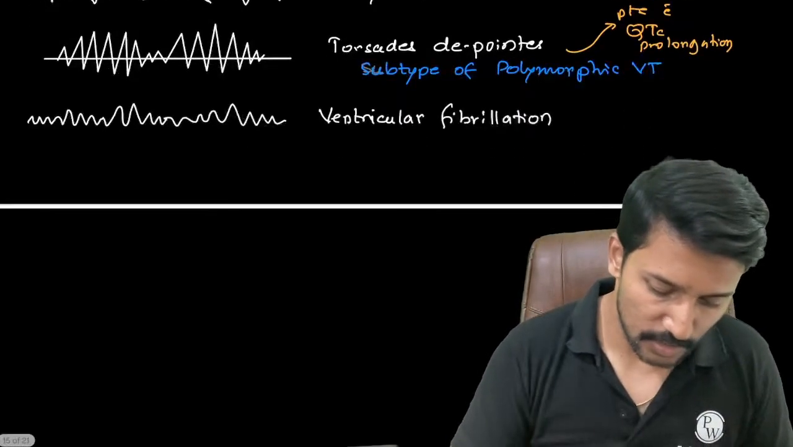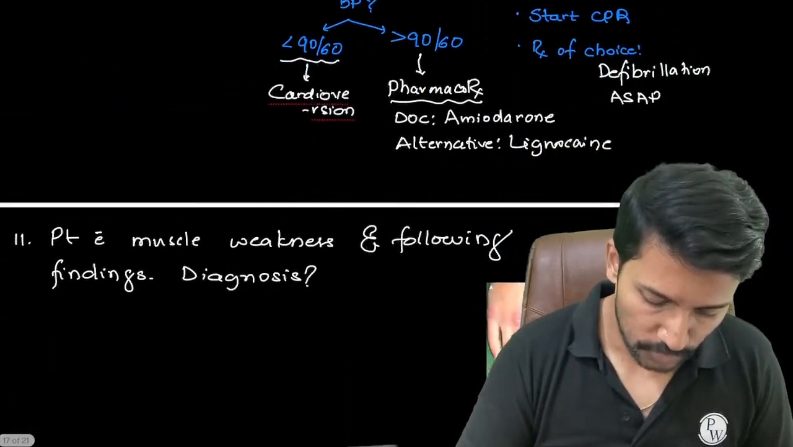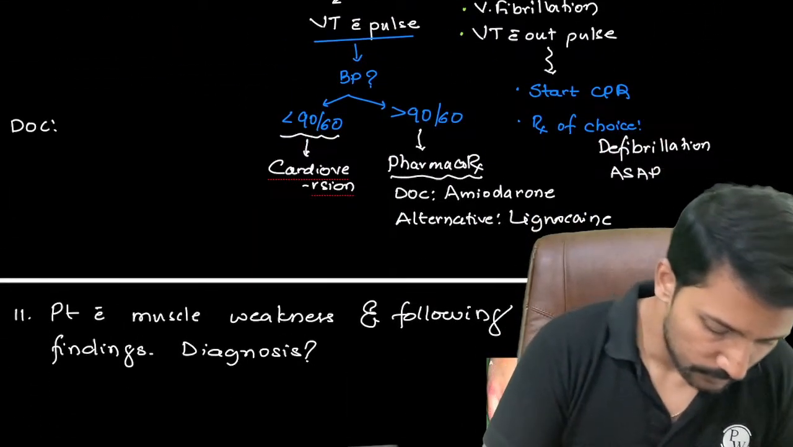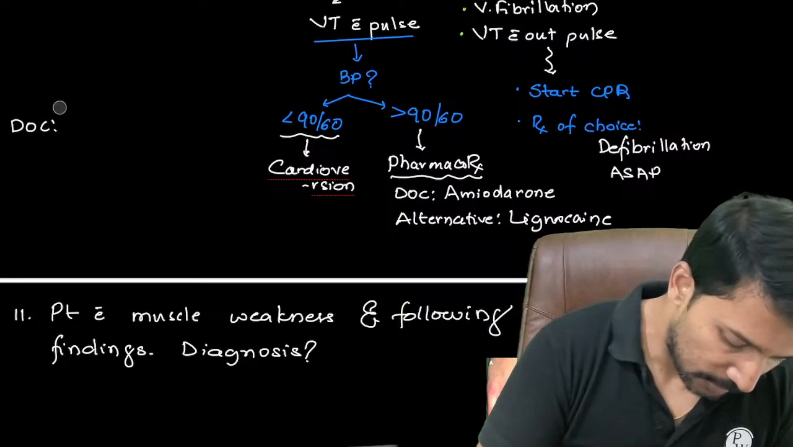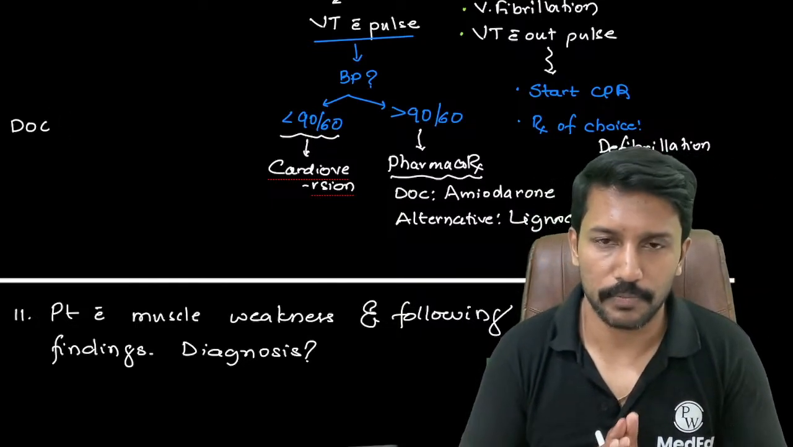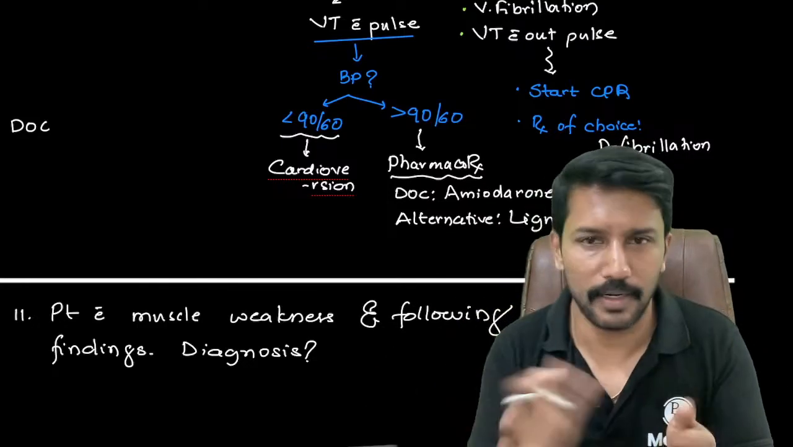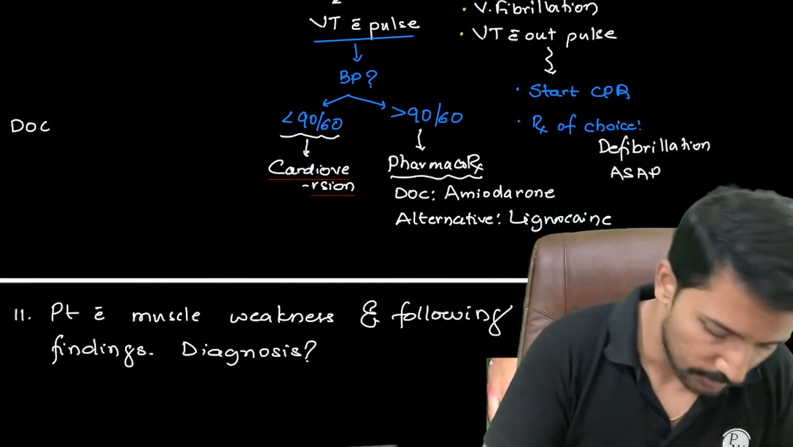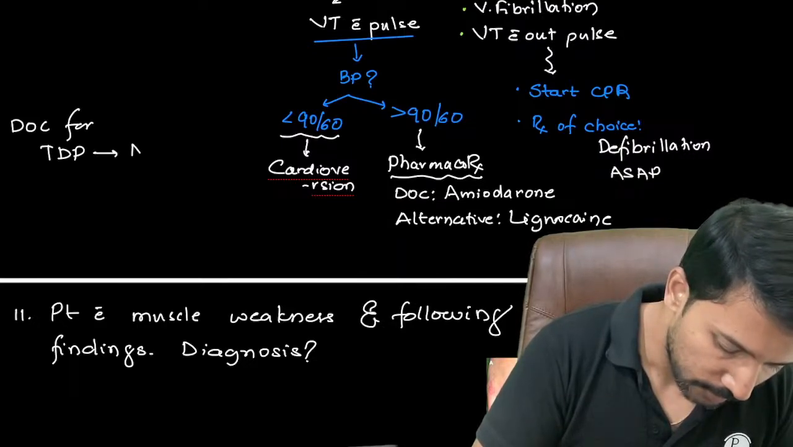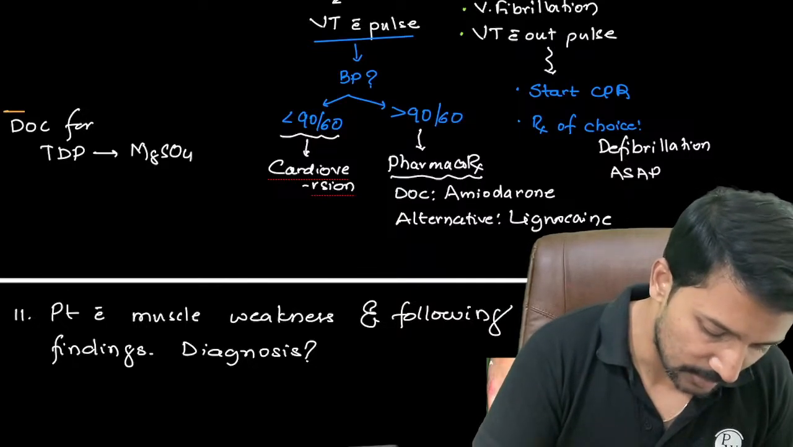So for Torsades de Pointes, the drug of choice is magnesium sulfate. But please remember, only when the patient is hemodynamically stable. If the patient is hemodynamically unstable, you still need to defibrillate. Along with that, you can give magnesium sulfate, right? The drug of choice for Torsades de Pointes is going to be magnesium sulfate, because magnesium sulfate acts as a membrane stabilizer.